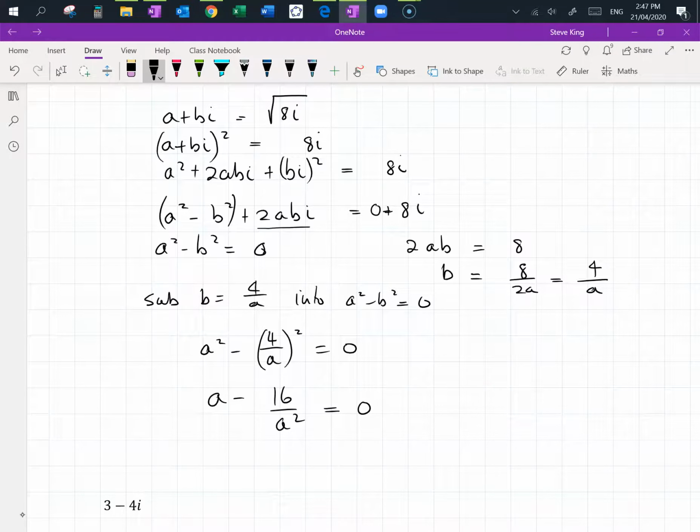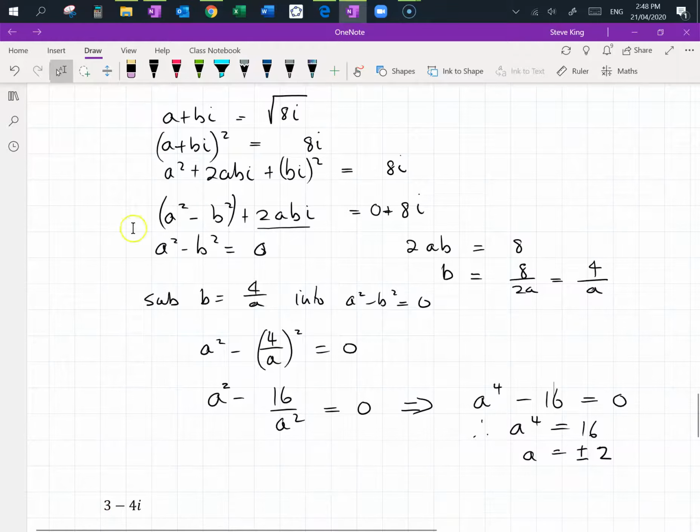Now, that's a bit of a messy equation, so I'm going to multiply everything through by a squared. I'm going to get a to the power 4 minus 16 is equal to 0, in which case a to the power 4 is equal to 16. And that means that a is going to equal plus or minus 2, because 2 to the power 4 gives me 16.